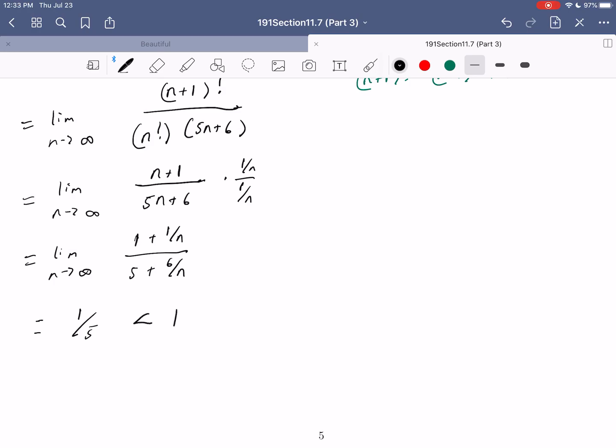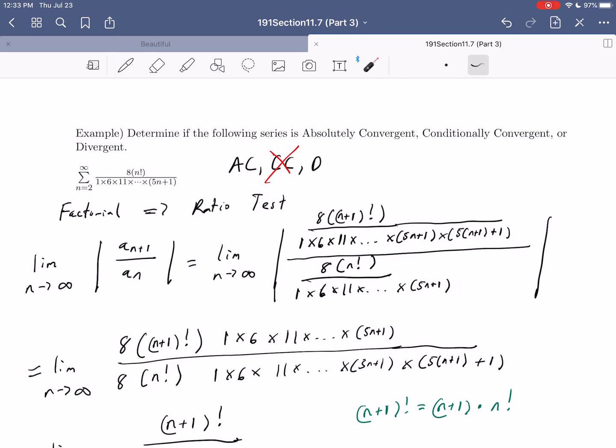In this case, we get less than 1. So this tells us our series is absolutely convergent by ratio test. So there we go. This guy, there wasn't much to strategize at the beginning because we had those factorials. As soon as we saw those factorial expressions, we knew to go ahead and use ratio test.